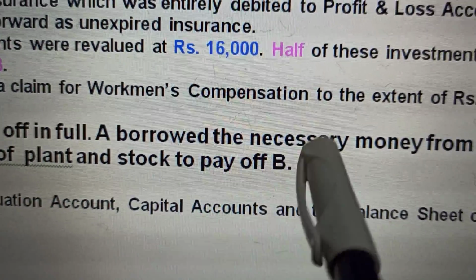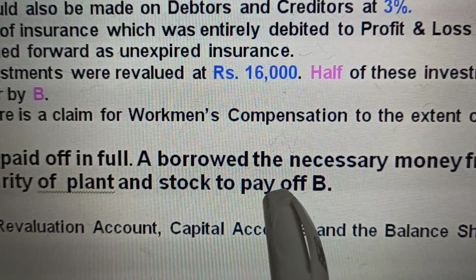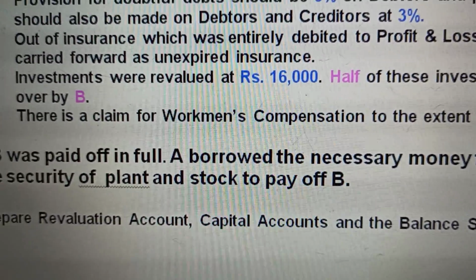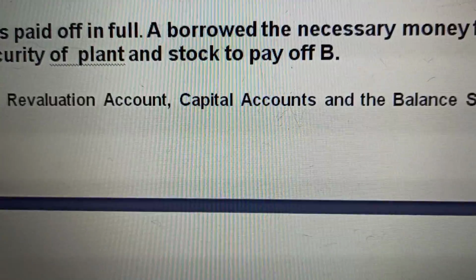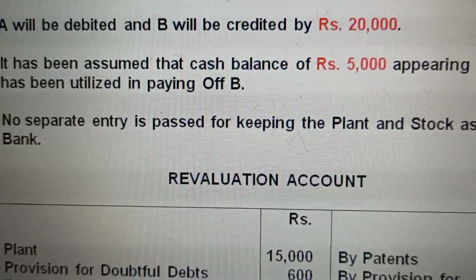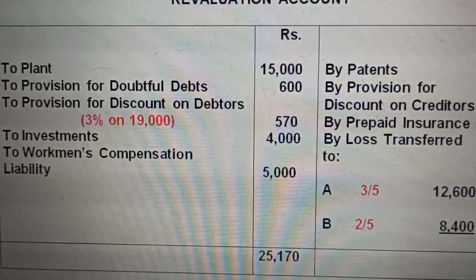B borrowed the necessary money from the bank on the security of plant and stock to pay off B. Okay, let us make the revaluation account. We have discussed the making of the revaluation account.